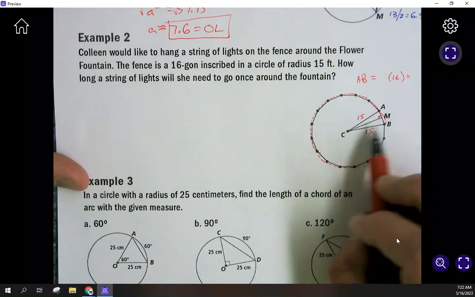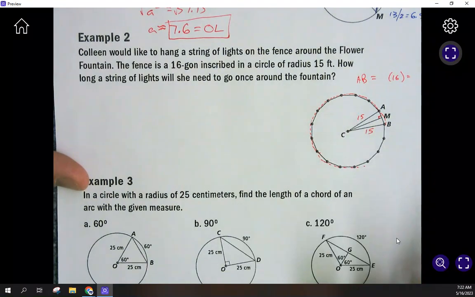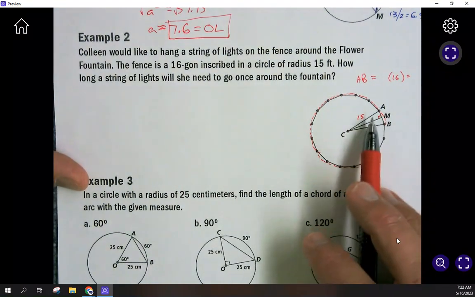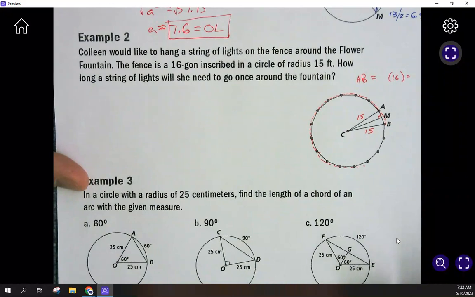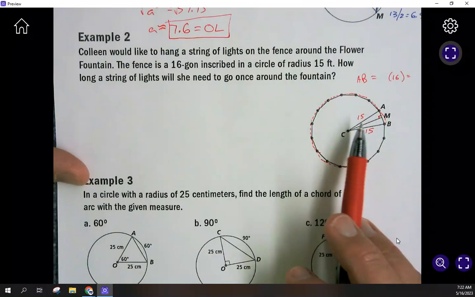Okay, so working with this, we don't have enough information currently to figure out anything, right? We have one side of a triangle. That's not enough information. You need at least two things. You need an angle or you need another side. But we have enough information to find an angle.